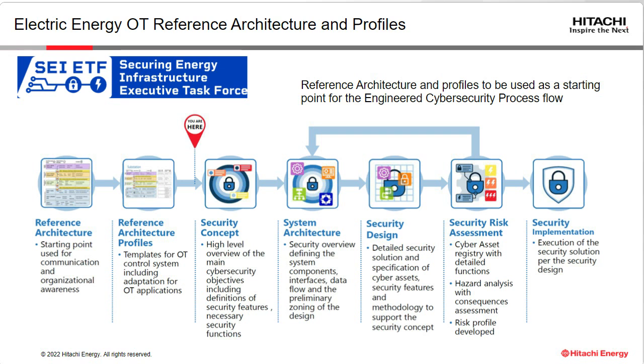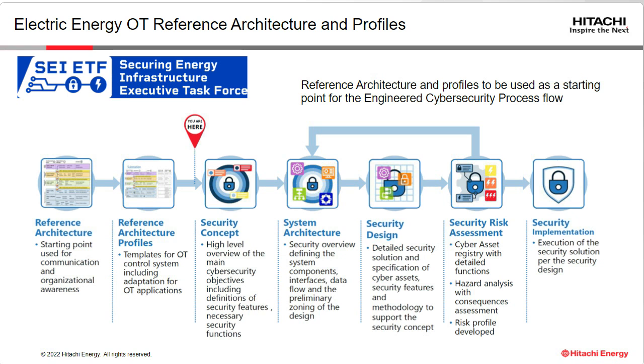And I'll talk a little bit more about the relationship with ISA in a couple of slides. So once we have the reference architecture and the profiles developed for the specific applications in the electric sector, we start with the security concept. And this is really the high-level security requirements. And then once we have this defined, we can start to drive a system architecture and start defining the interfaces, the cyber assets, and so forth that need to be in this design.